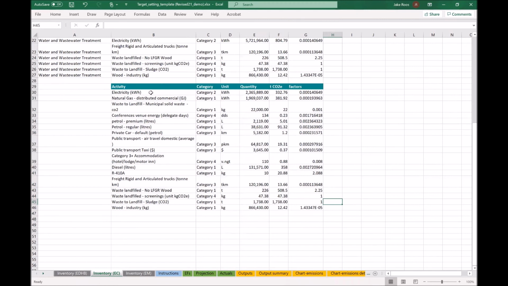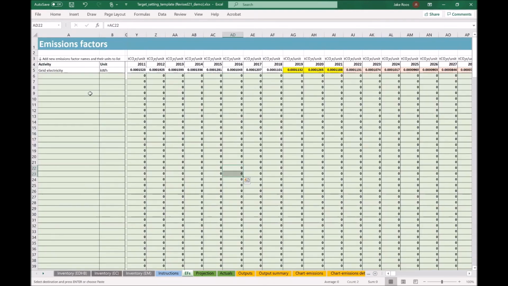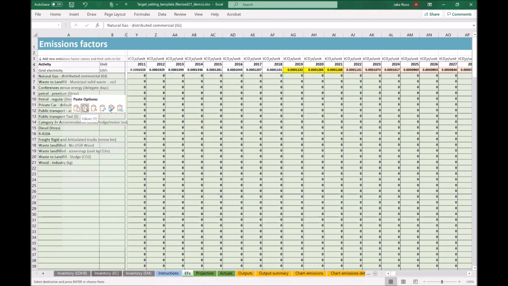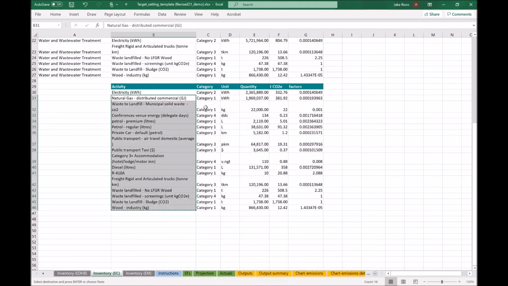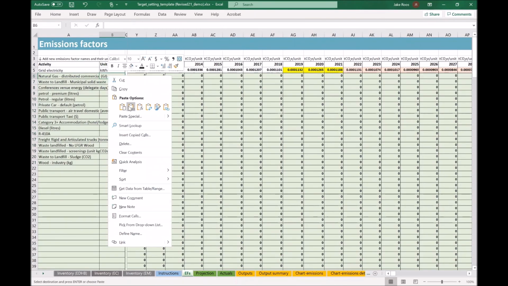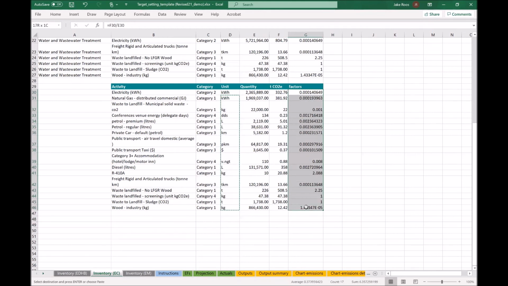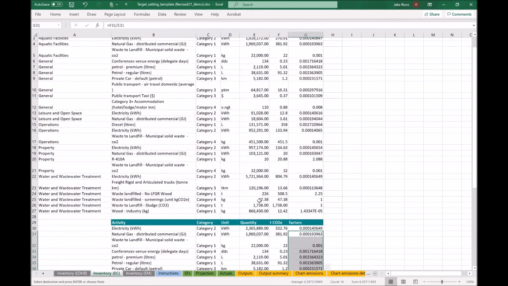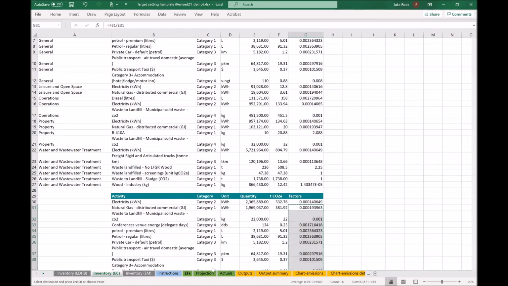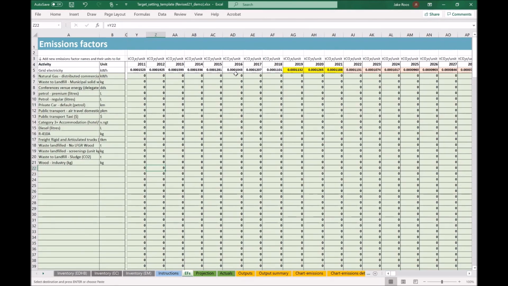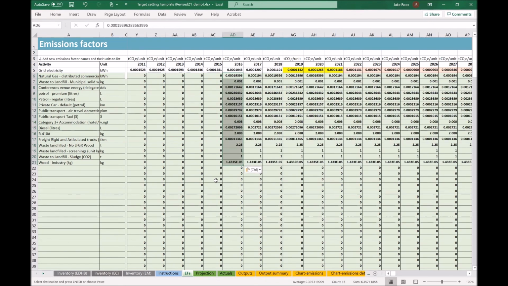So this is ready to be copied across to the EFs tab. So we'll copy all of the emission source names, except electricity, which is already there. We will copy across the units. And then we will copy across the actual emissions factors, and the electricity base year, which I believe in this case is 2016. Okay, so that's all set to go.